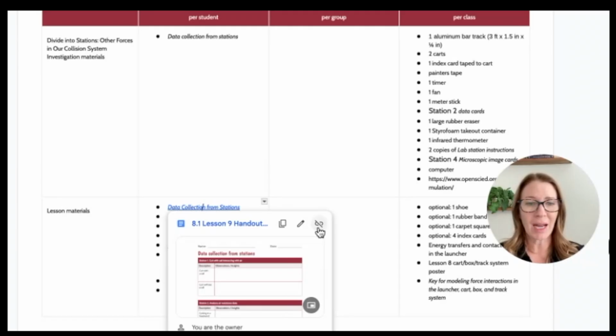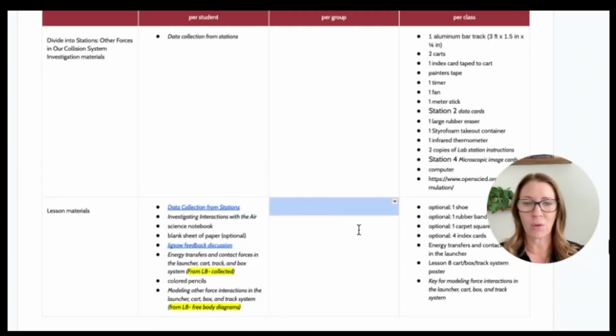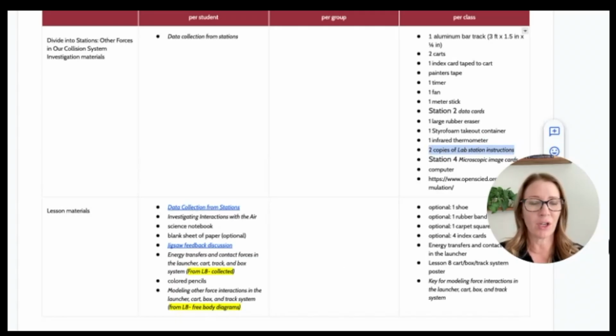And the only thing I'm going to add here that I don't have is just the procedures that you need printed out. So that's going to be the lab station instructions. So I'll add a link to that, but you have it in your Google Drive.